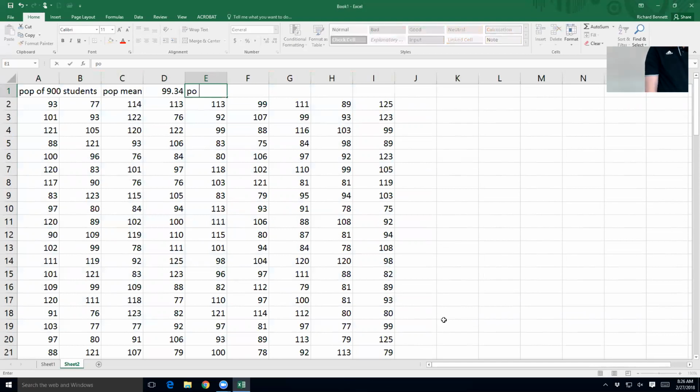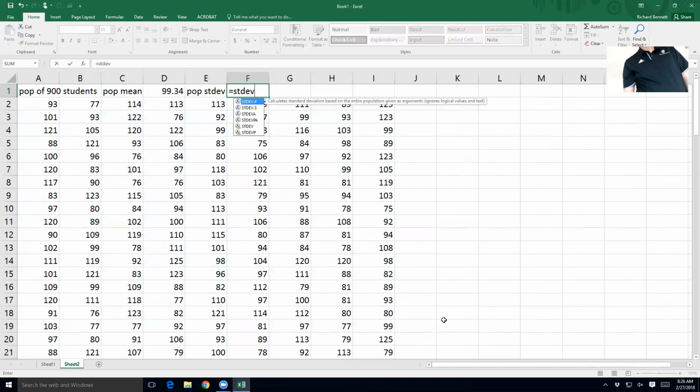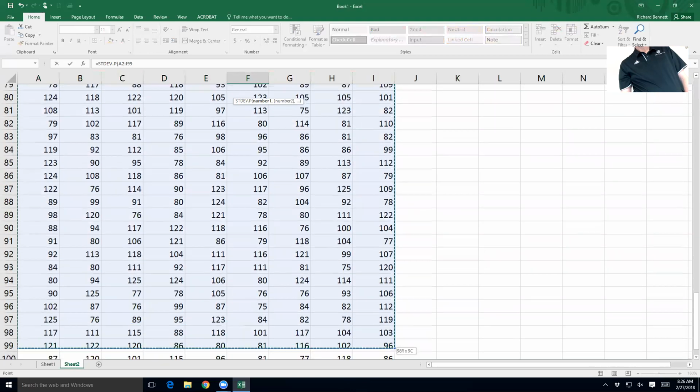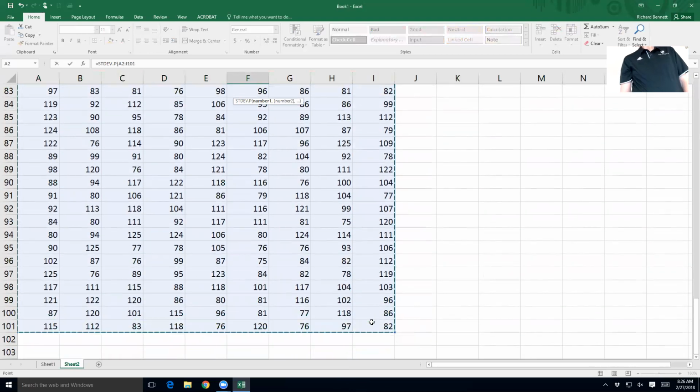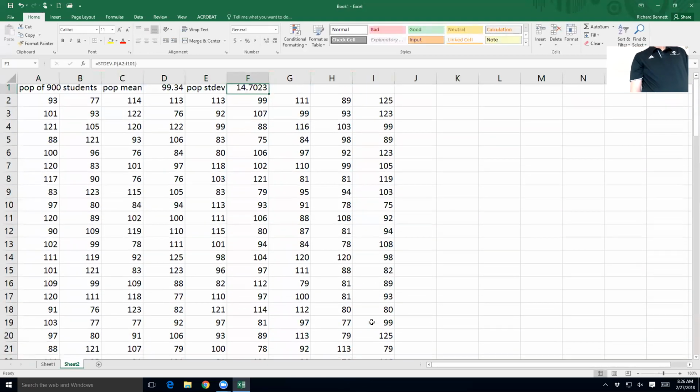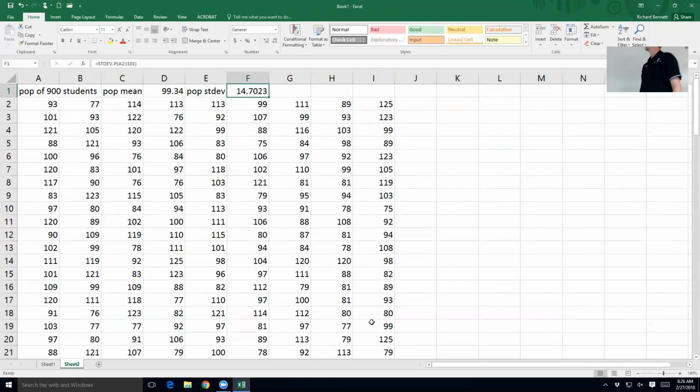Let's do the population standard deviation. How do I do that? A lot of numbers be different, by the way. Your numbers will be different, but it should be close. Standard deviation, which one do I pick? The one with the P, the population. Okay, standard deviation of the population, I'm going to highlight all my data. Now we wanted it to be about 15, 14.7, not bad. So these numbers are pretty close. These are very close to what we wanted.